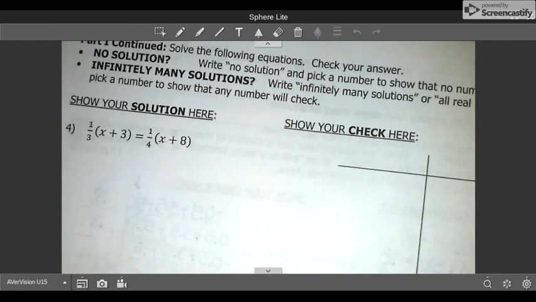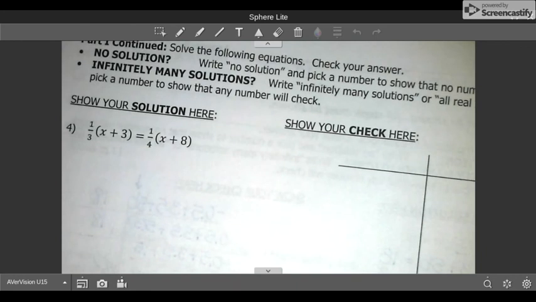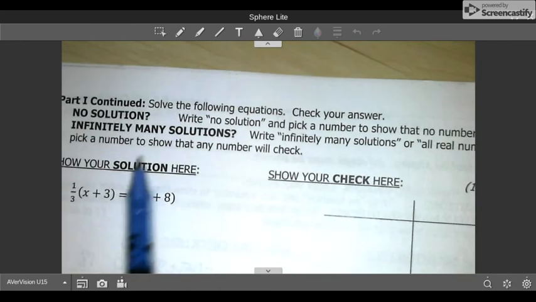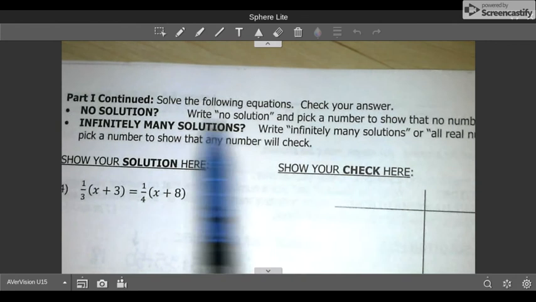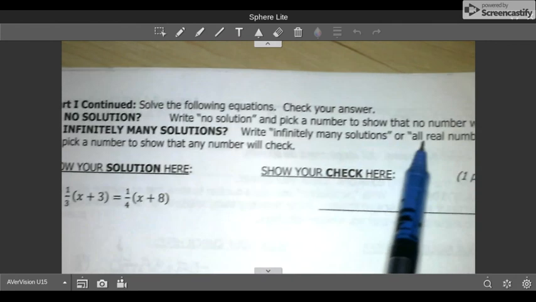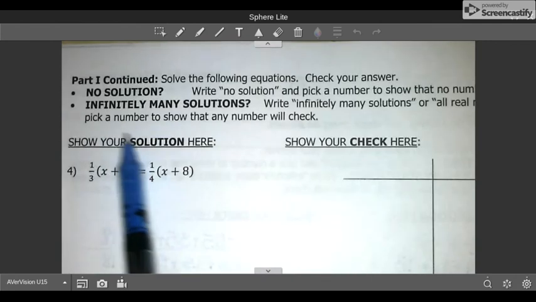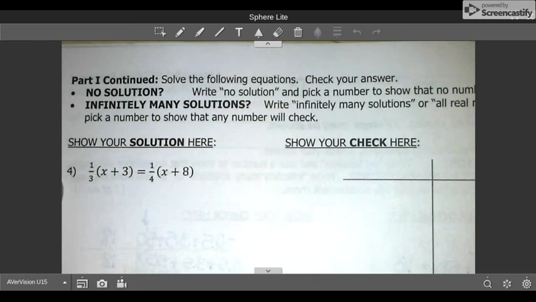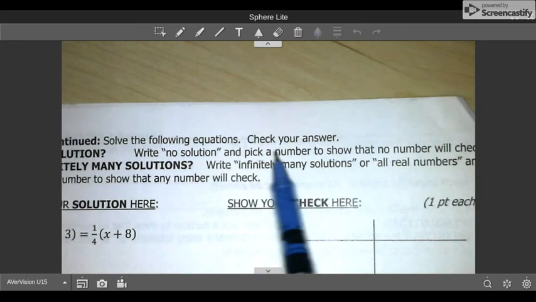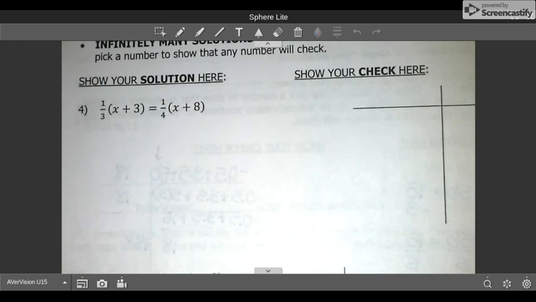Okay. So this next one says, if there's no solution, write no solution. If there's infinitely many solutions, write infinitely many solutions, or all real numbers, and pick a number to show that any number will check. And then if there's no solution, pick a number to show that no number will check. All right. So I might not do all the checks with you guys because that would really be a lot of time.